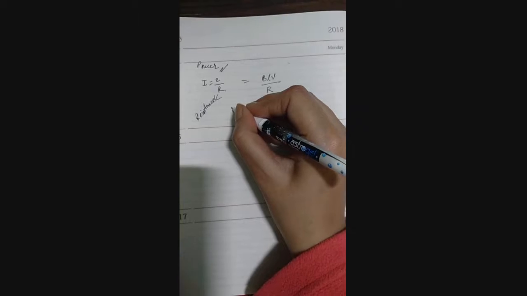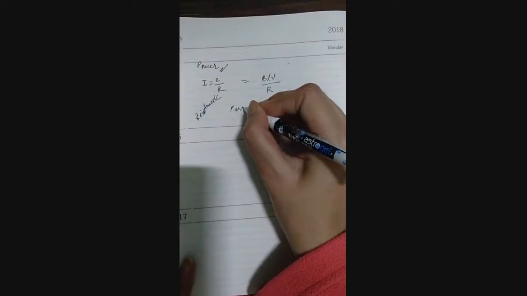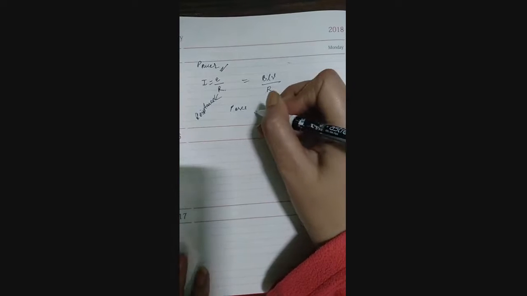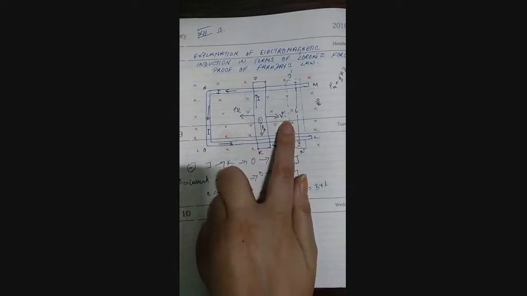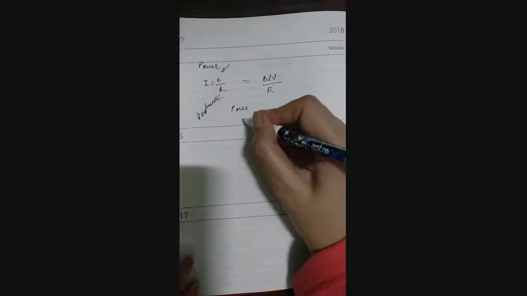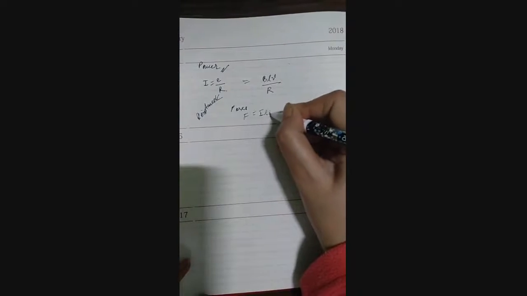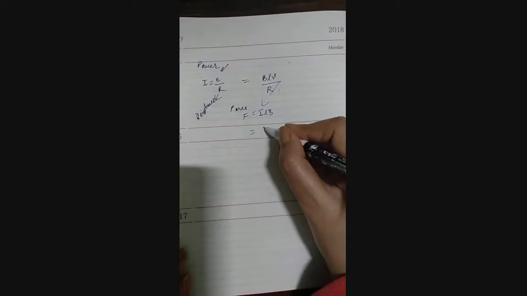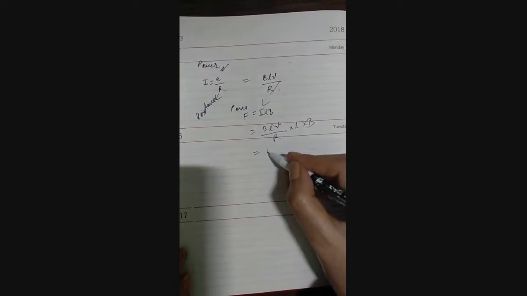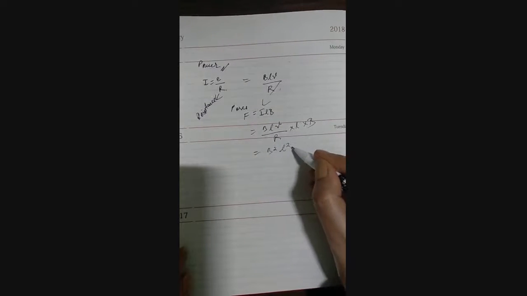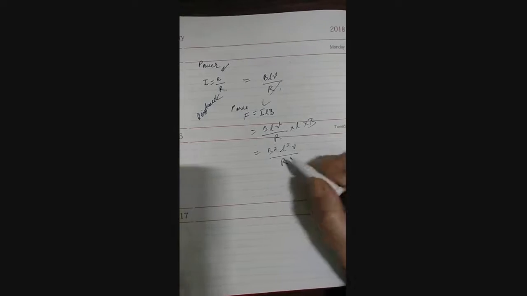Now the force due to the magnetic field, the force on the conductor JK, which is opposite to V. That force is F equal to ILB. So in place of I, we write this value. This becomes BLV divided by R into L into B, which is B square L square V divided by R. This is the force.